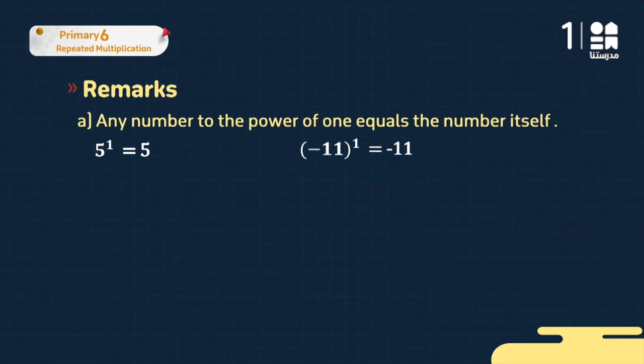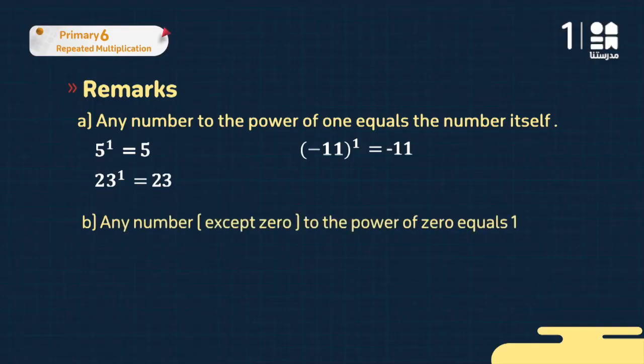What does it mean? It means that the number is repeated only one time, so I'm not having any difference. It will be the same base. This is because 5 power of 1 equals 5, and -11 power of 1 equals -11. Also, 23 power of 1 gives me 23, because 23 is only repeated one time. I'm writing it only one time. So my final answer will be the same, 23.